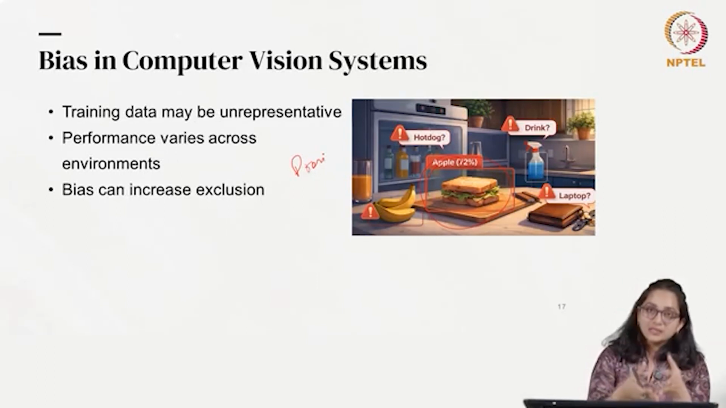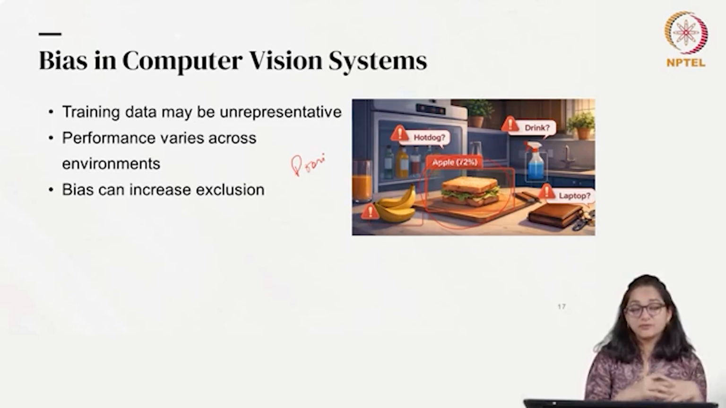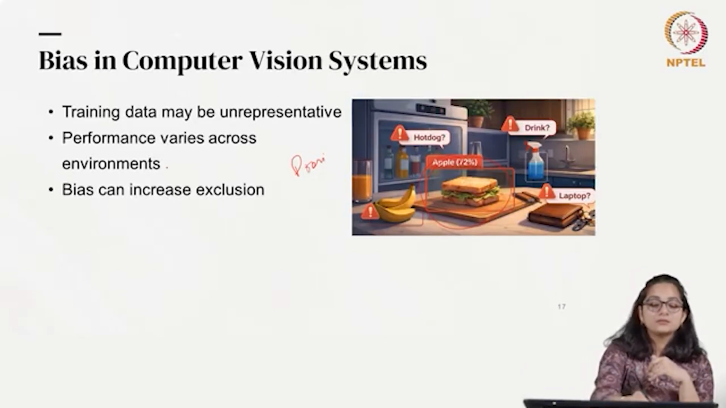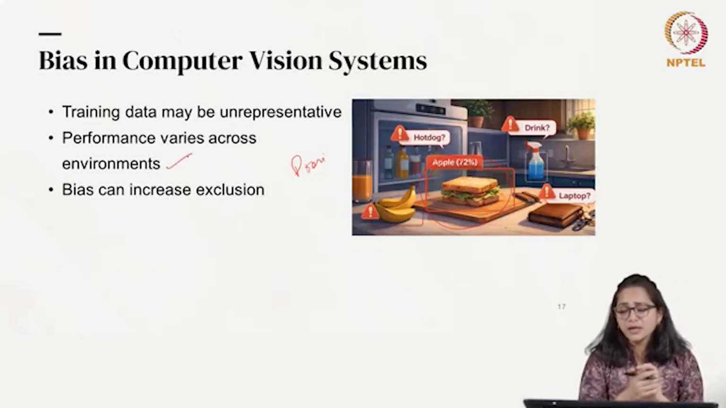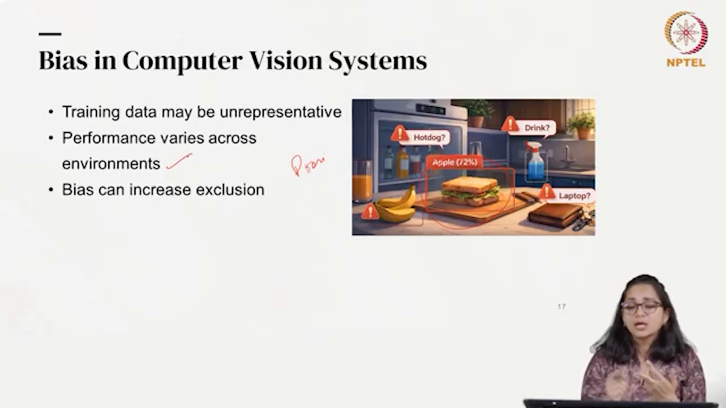So that means that the data itself is unrepresentative of different contexts, global aspects, underrepresentation of people with disabilities, underrepresentation of people with varying languages, underrepresentation of people of different races, etc. Then performance also varies across environments. So again, lighting may be an issue, processing power may be an issue, and all of those aspects may be an issue.